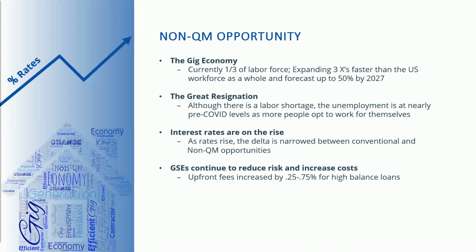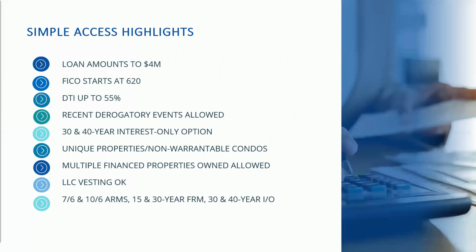So we're going to be impacted in those scenarios. Just a couple highlights on the product itself. Loan amounts do go to $4 million. We don't have MI on any of our products, even at 90 LTV, of course, because we are a private investor. 620 is where our FICOs start. DTI goes up to 55 on the back.